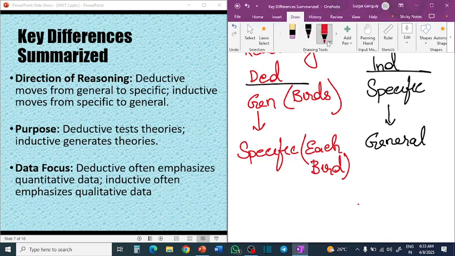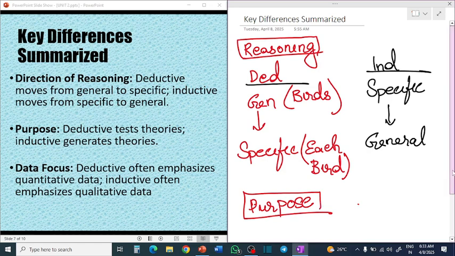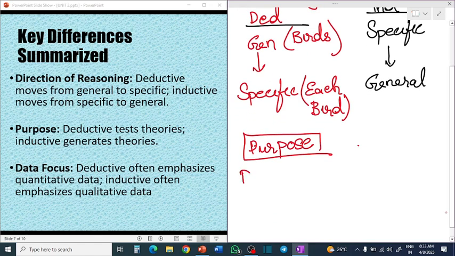The second one is the purpose. What is the meaning of purpose? The reason for which the work is done is known as purpose. So what is the purpose for doing deductive type of research? To test theory. We had to test the theory, whether it is true or not that all birds have feathers.